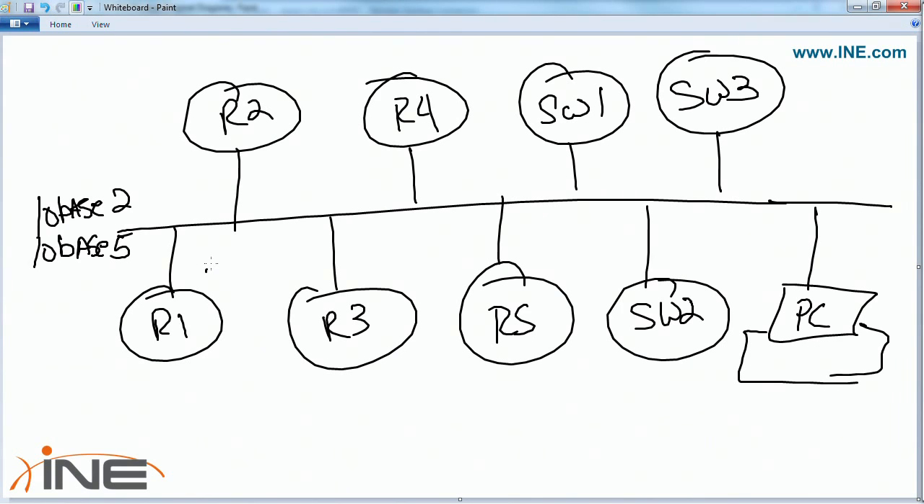Okay, so the next thing we're going to look at is the management of the iOS images, or the software version. So I have basic IP connectivity between everyone. So all of these devices can ping each other.